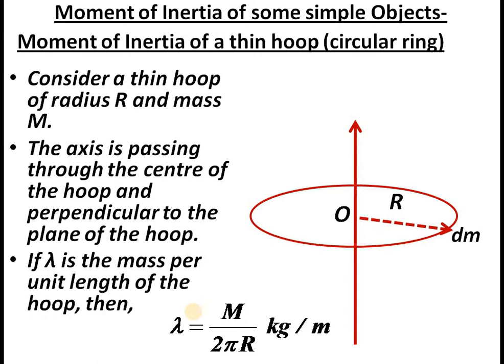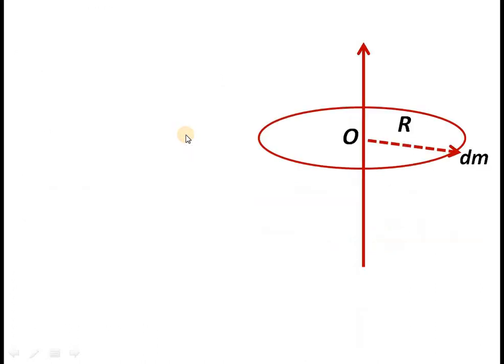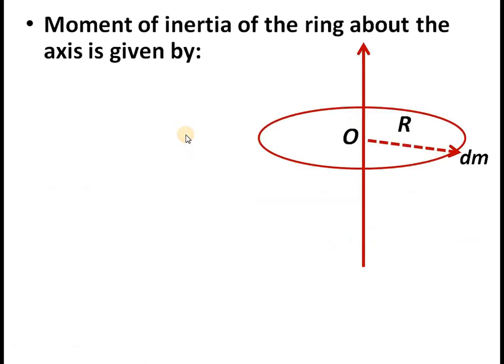The mass per unit length is equal to lambda. Why is this required? Because we want to find the total moment of inertia, that is the integral of r squared dm, which we know. So by finding a small dm, multiplying with r squared and integrating, you will get the total moment of inertia. So let's see how this is found.